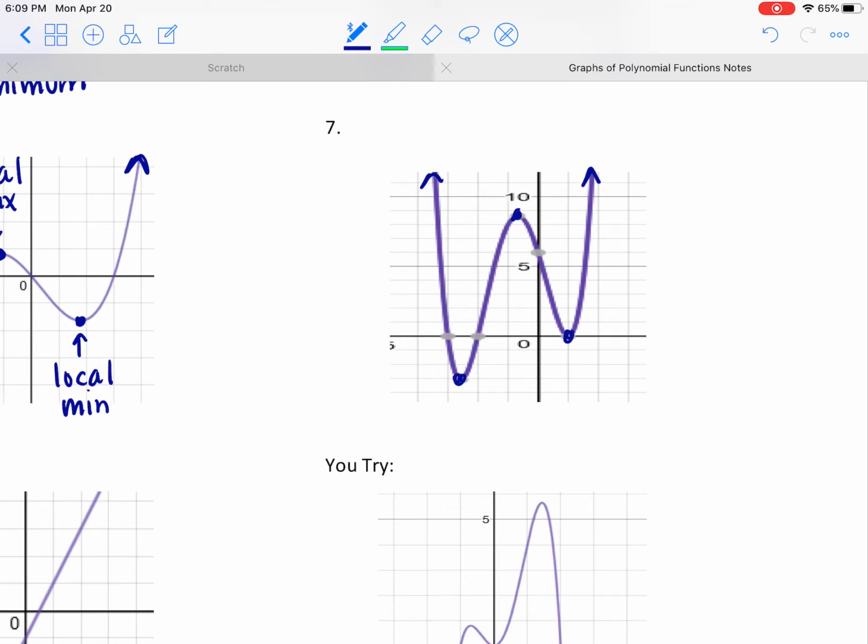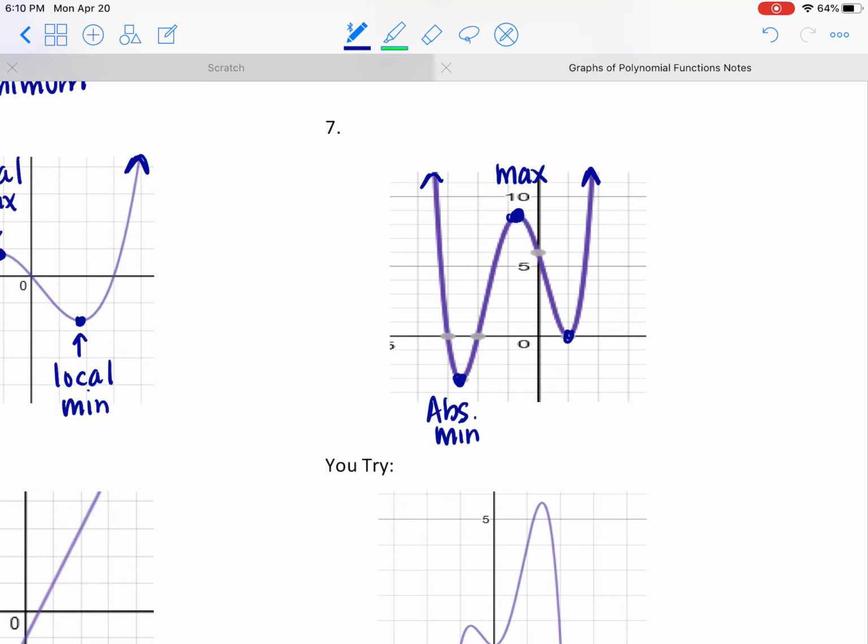Okay? 7. The end behaviors are telling me this is an even degreed polynomial with 1, 2, 3 turning points. That means it's probably got a degree of 4, and since both ends are going up, there's a positive coefficient. Now let's classify these maxes and mins. So let's start here. This vertex is at the bottom of the hill, so I know it is a minimum, and it is the minimum, right? There is no point lower than that point on the graph, so we're going to call it an absolute minimum.